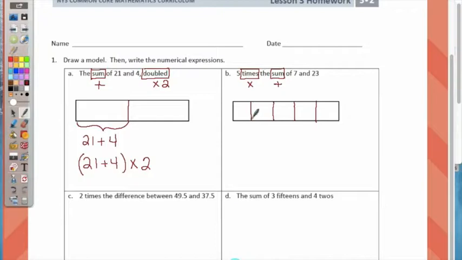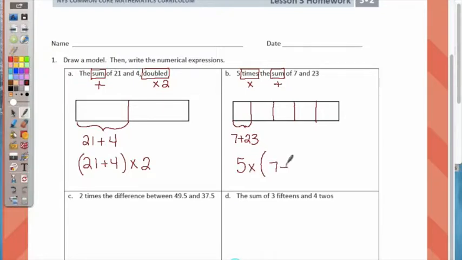Hopefully my pen's going to start writing. Okay, so now I've got my 5 boxes. Lauren, what am I adding this time? 7 and 23. Good. Now I put it in an expression. What am I starting with? Multiply or? Times. So how many times? 5 times.